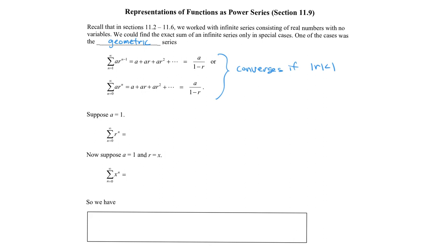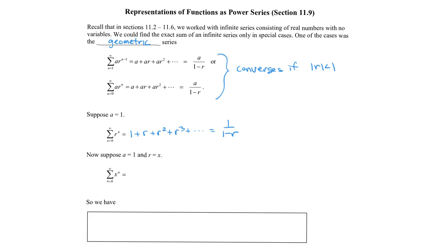So what we're going to do is tweak this a little bit. We're going to start from here and add a variable so we can end up with a power series. To start off, let's suppose that a equals 1. If I list out a few terms, plugging in 0, I get 1, then plus r, plus r squared, plus r cubed, and you would keep on going. Eventually you would get 1 over 1 minus r, just like we have up here, as long as the absolute value of r is less than 1.